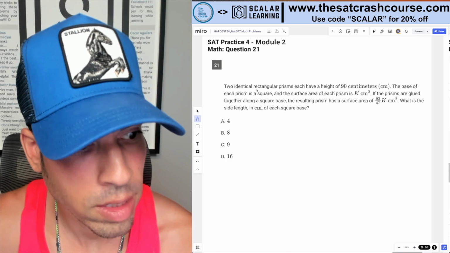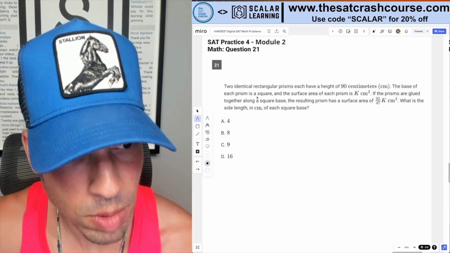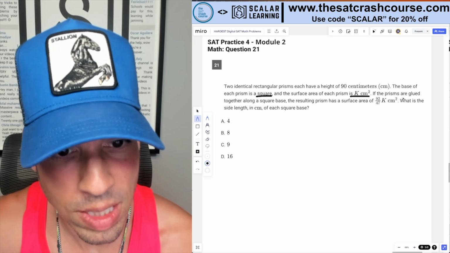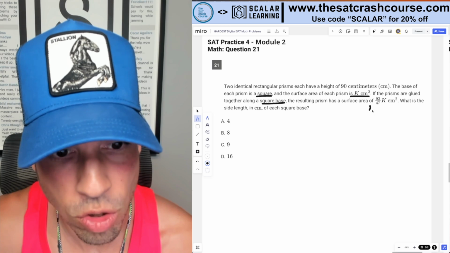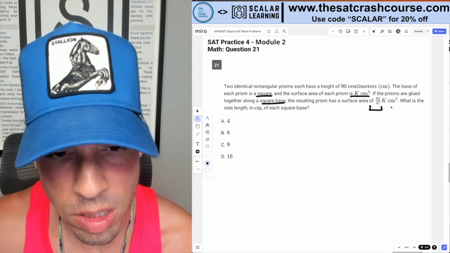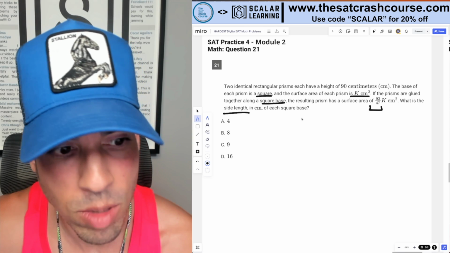Done. Two identical rectangular prisms each have a height of 90 centimeters. The base of each prism is a square and the surface area of each prism is K. If the prisms are glued together along the square base, the resulting prism has a surface area of 92 over 47 K centimeters squared. What is the side length in centimeters of each square base?